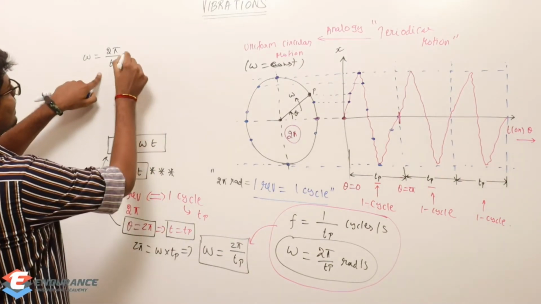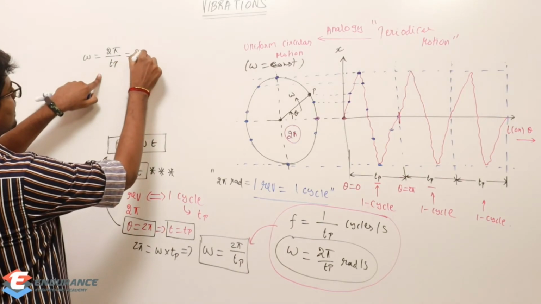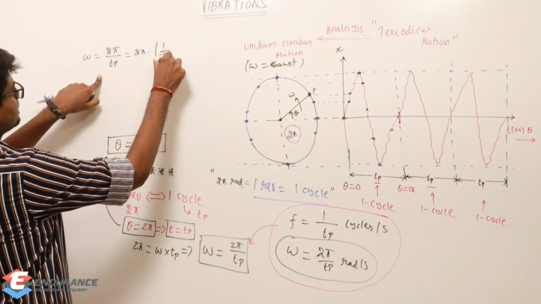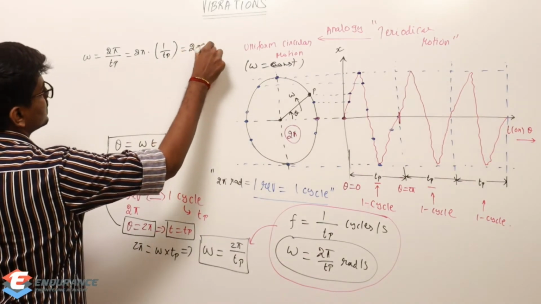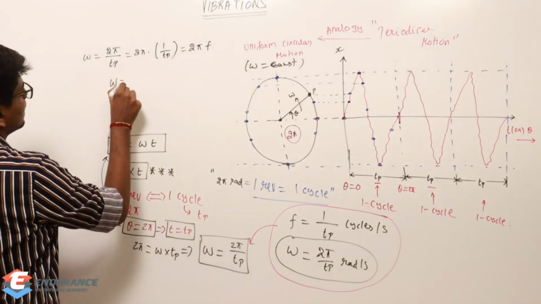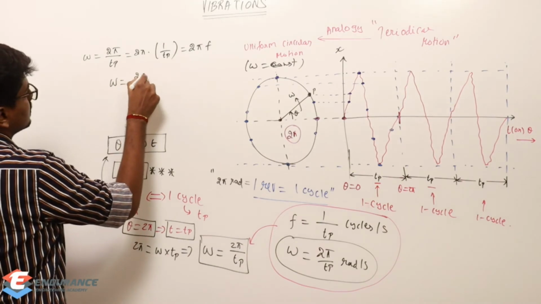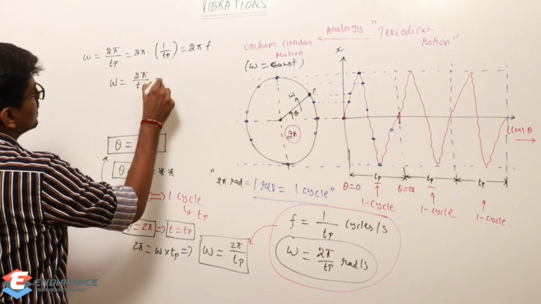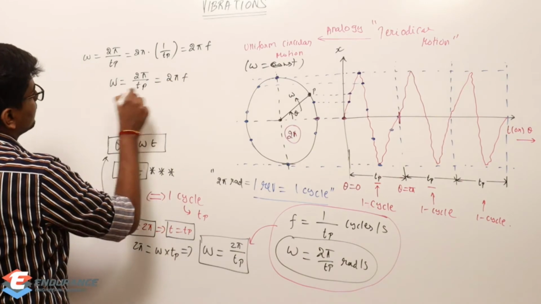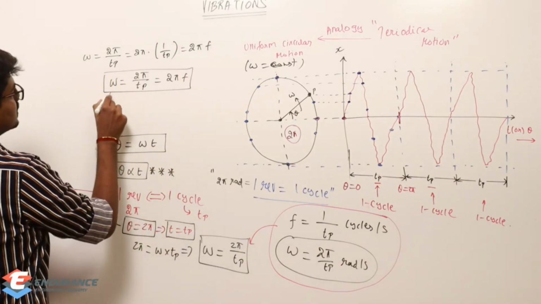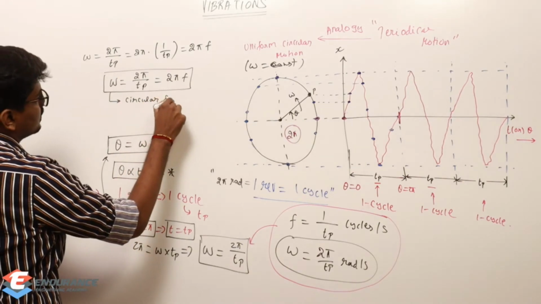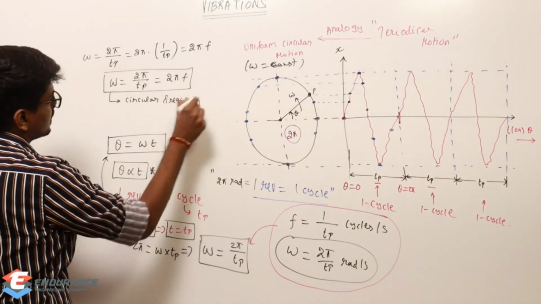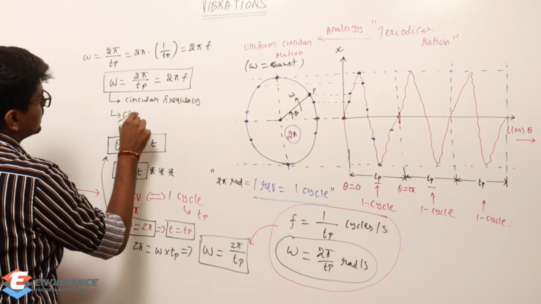And I can write this in one more form. What is 2 pi into 1 by tp? What is 1 by tp? This is frequency, right? So simply I can write it as 2 pi into f also. So omega, which is equal to 2 pi by tp, which is equal to 2 pi f, is simply the circular frequency or circular natural frequency.